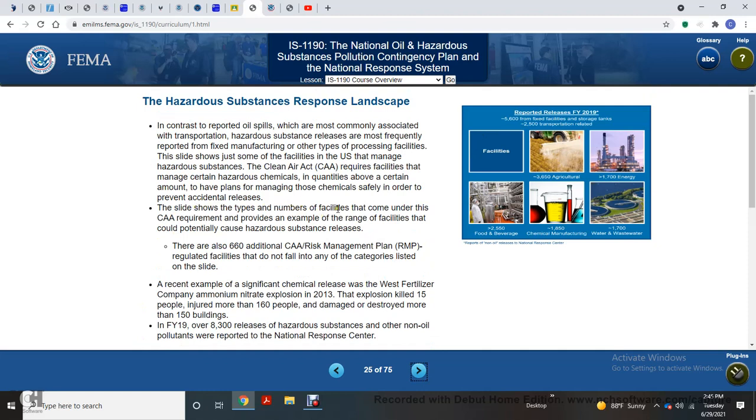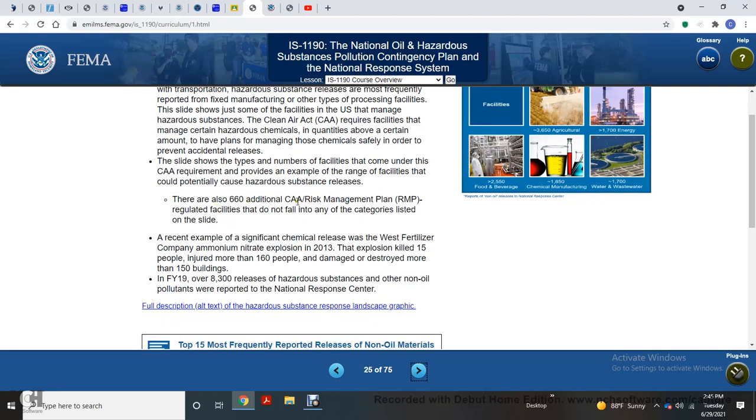The slideshow shows the types and number of facilities that come under the Clean Air Act requirements. These are examples of the range of facilities that could cause a hazardous substance release. There are 660 additional Clean Air Act risk management plan required facilities that do not fall into any category listed on the slide.